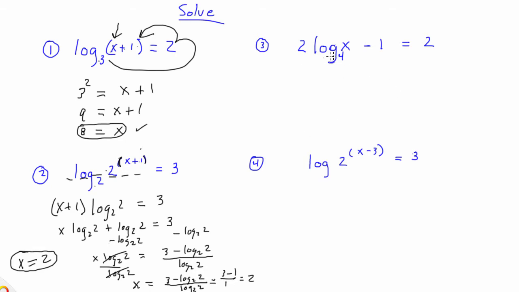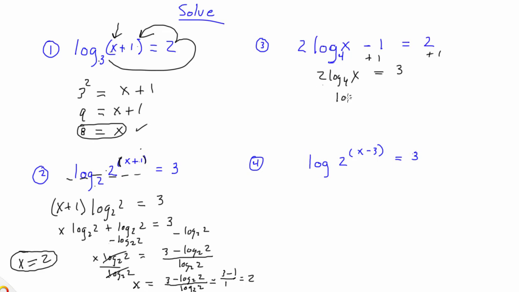Okay, this one. Well, you can't rewrite anything until you get the log by itself. Just like a radical equation, you have to get the radical by itself. So we have to get this log base 4 of x by itself. So first we're going to add 1 to both sides. We're going to add 1 here, add 1 here. So then I get 2 log base 4 of x is equal to 2 plus 1 is 3. Right? And then we got to divide this by 2, both sides.